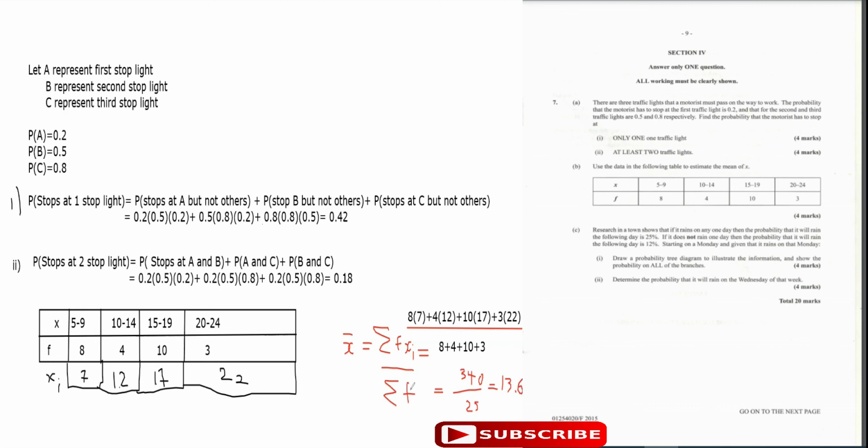13.6. One thing I want to point out is notice that it occurs in the interval that has the highest frequency. Generally, the mean, the mode, and the median will occur in the interval with the highest frequency. Not all the time, but most of the time. That's when the data is symmetric. So what we're saying then is the mean, or the average, is equal to 13.6.